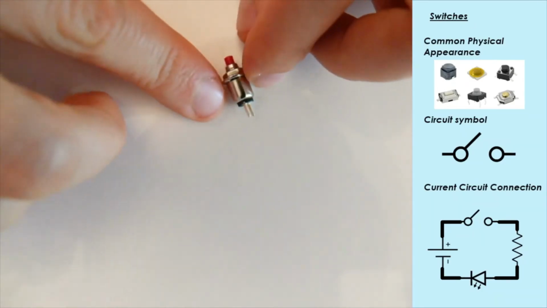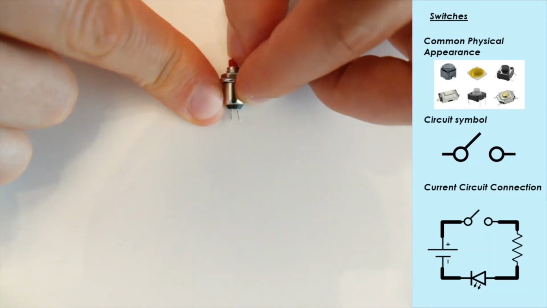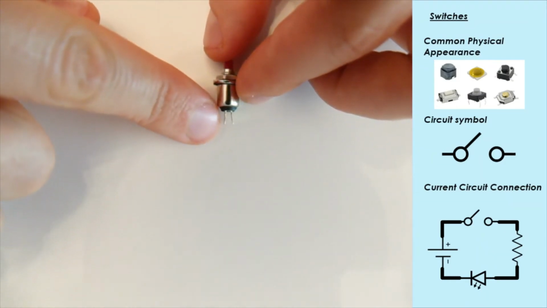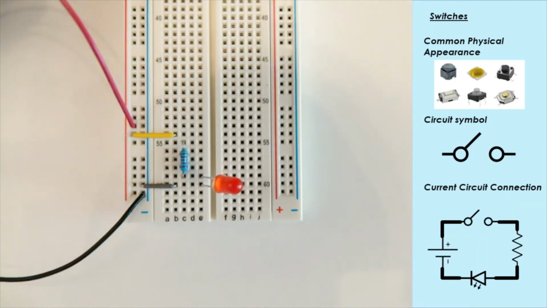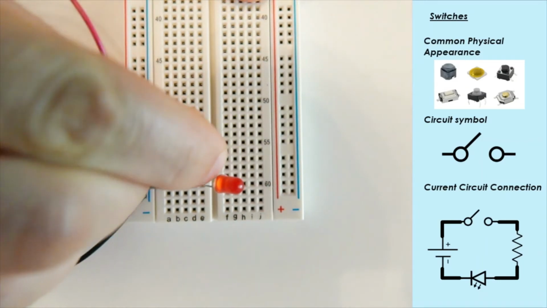Okay, so introducing the switch. Here we have a little red push to make switch where we push down on the top, and we join the contacts here below, so these two terminals. Using the circuit that we have here, we're going to place these two terminals across here and here.